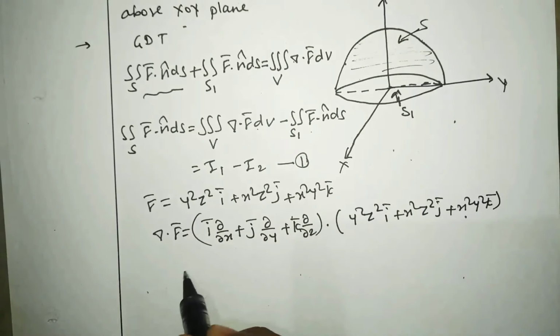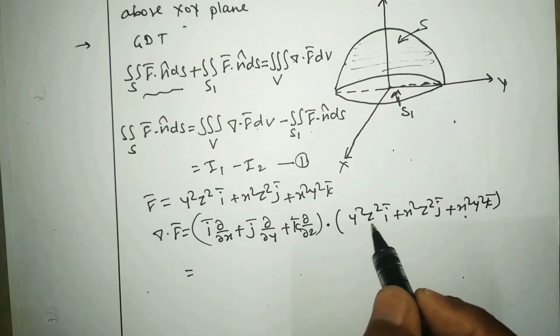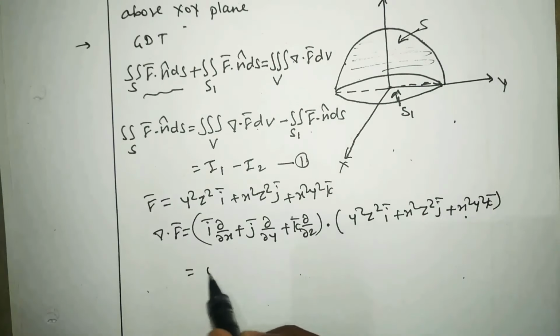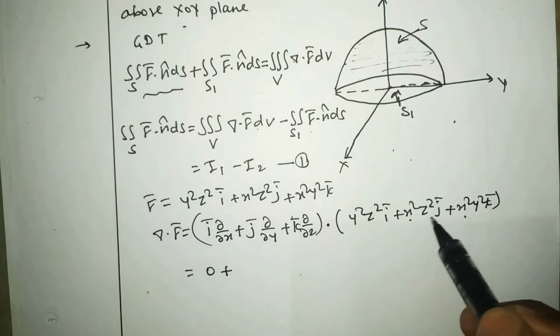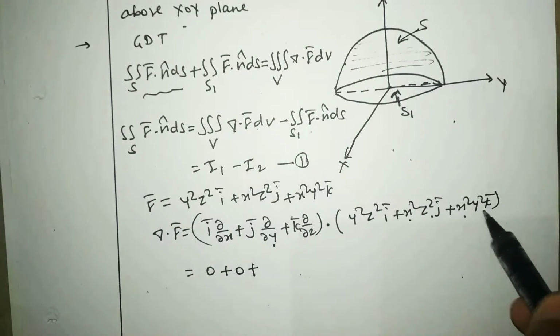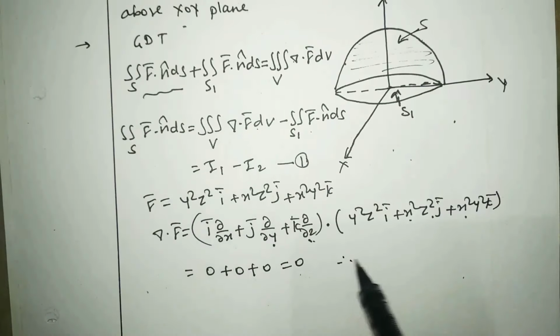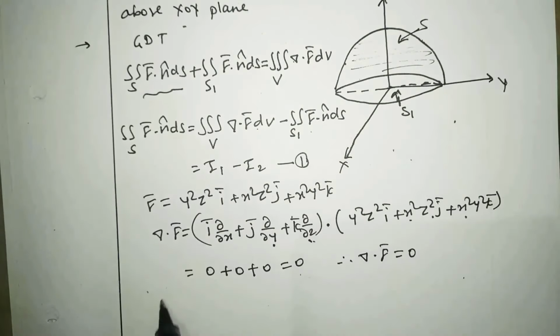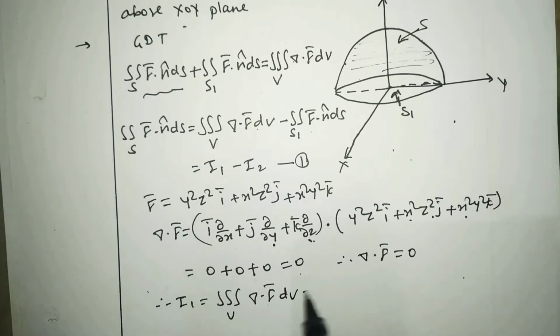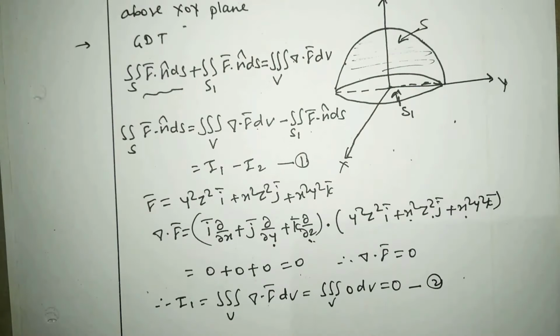Taking the dot product, del by del x of y square z square, that means the derivative of y square z square with respect to x, is 0. Derivative of x square z square with respect to y is 0. Derivative of x square y square with respect to z is again 0. So therefore the value of del dot f bar is 0. Therefore the value of I1 is triple integration over V del dot f bar dV, that is triple integration over V 0 dV, that is 0. Call it equation number 2, that is the value of I1.